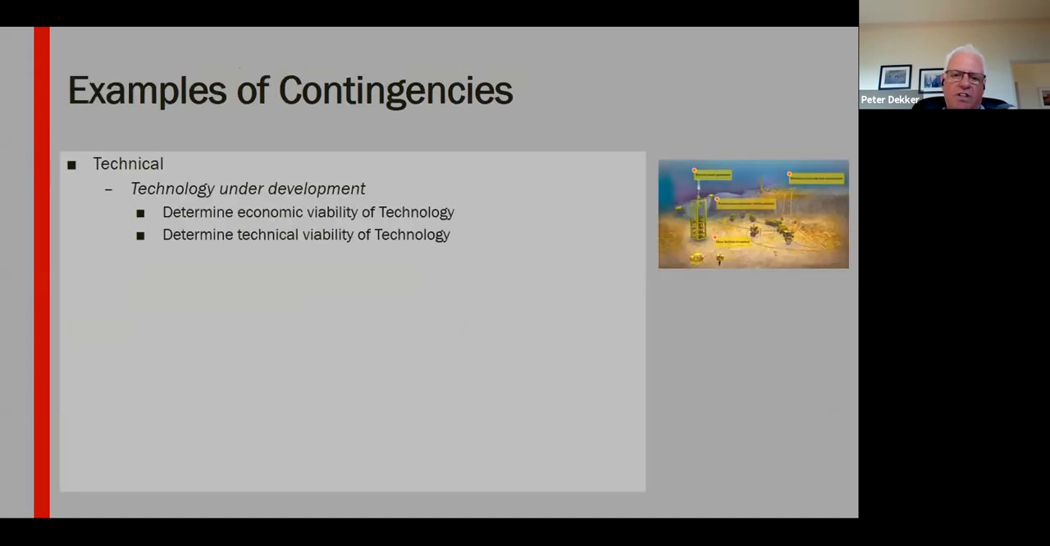So examples of contingencies: there are technical contingencies. So it can be technology which is under development. Then you will have to determine economic viability and technical viability of the technology. Will this technology be available at the time that I develop my resources? So it is contingent on this new technology. One very nice example is now on the south coast where Total is drilling.